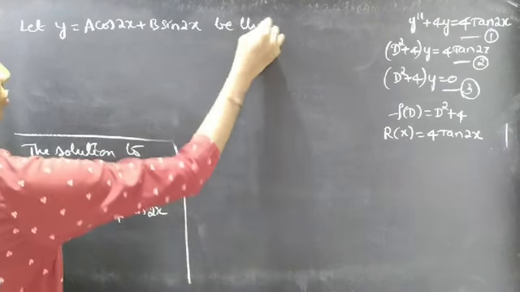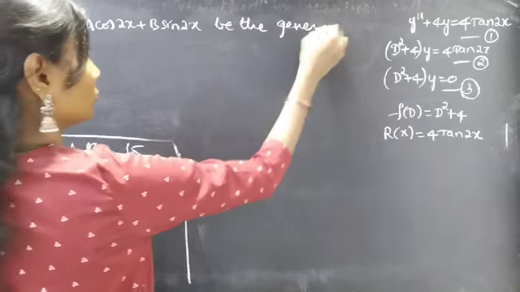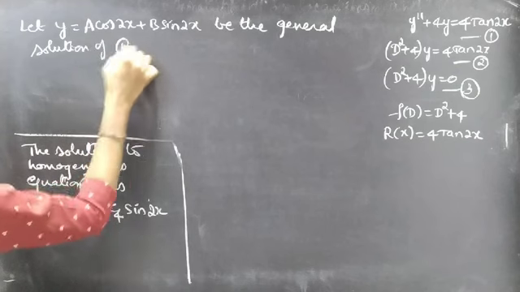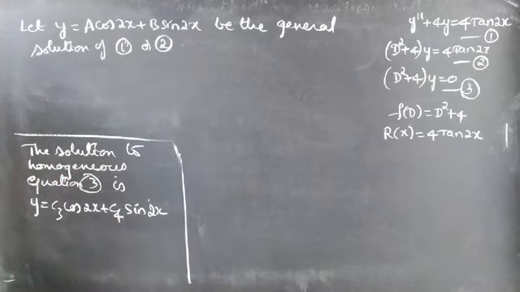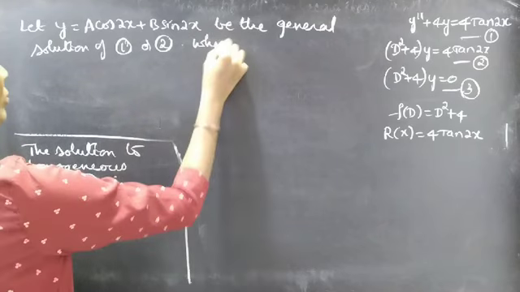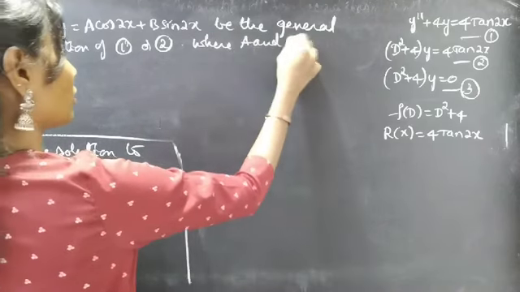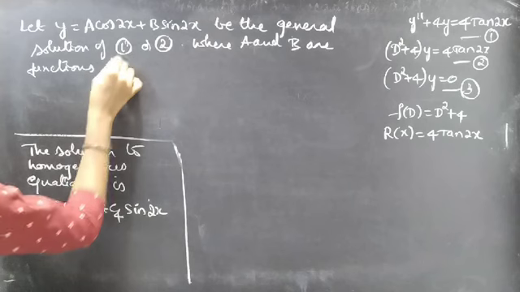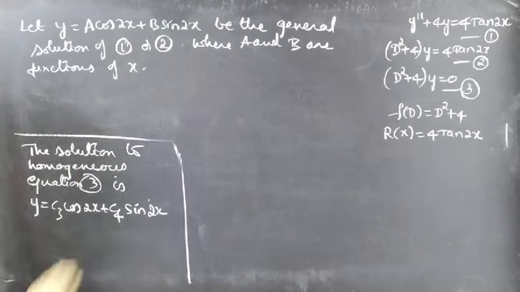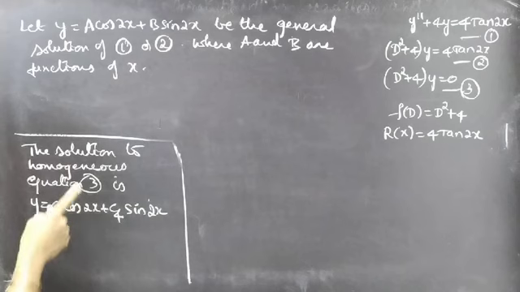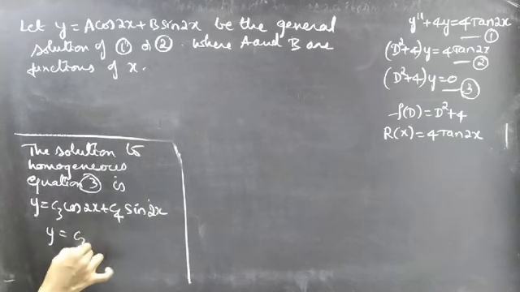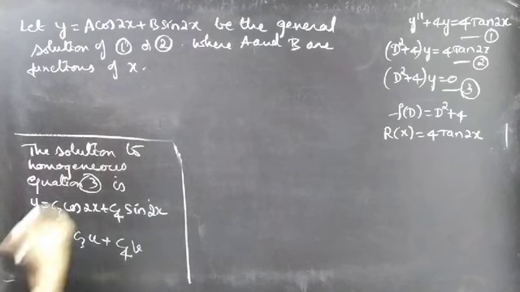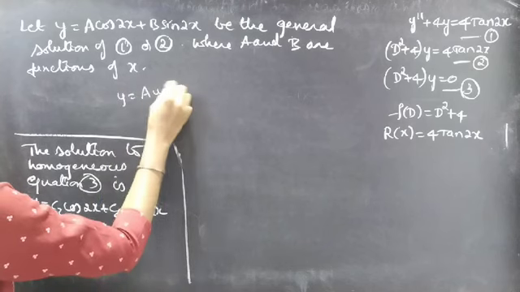Be the general solution of (1) or (2), where a and b are functions of x. Now just compare the solution to the homogeneous equation, y equals c3u plus c4v, with the general solution y equals au plus bv.